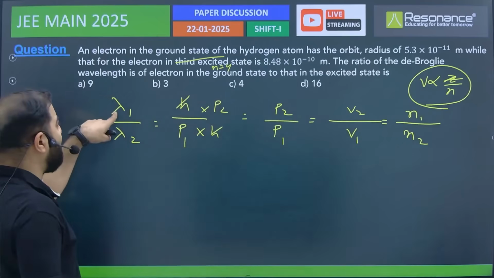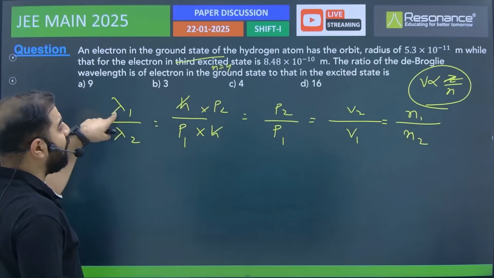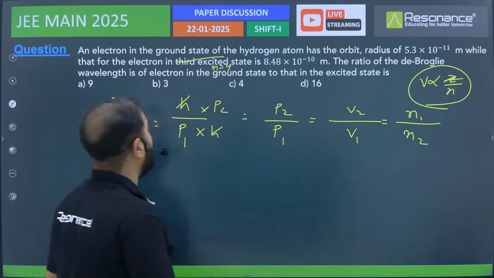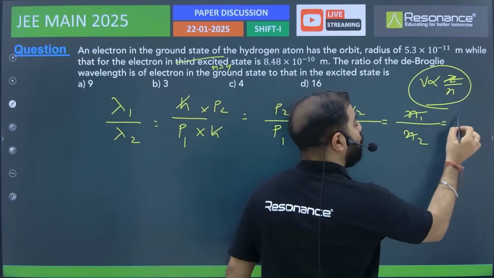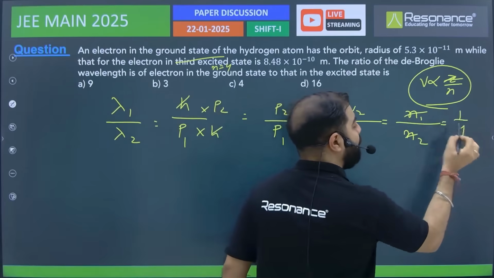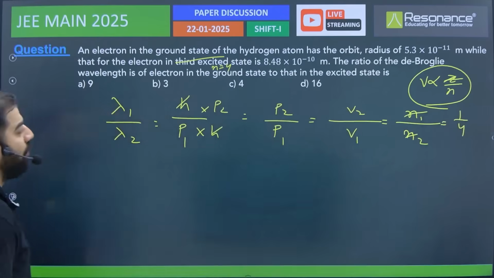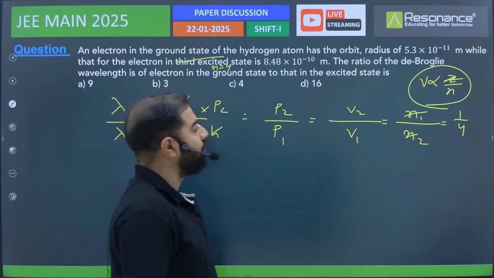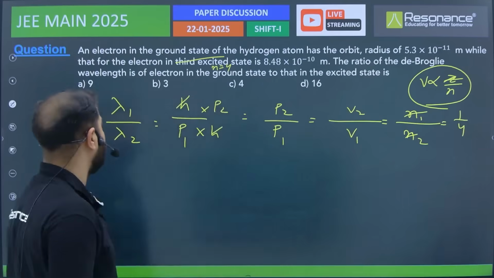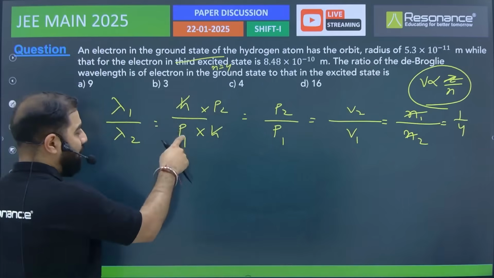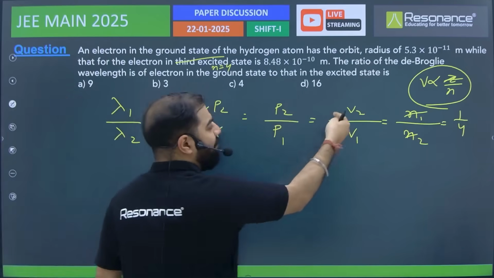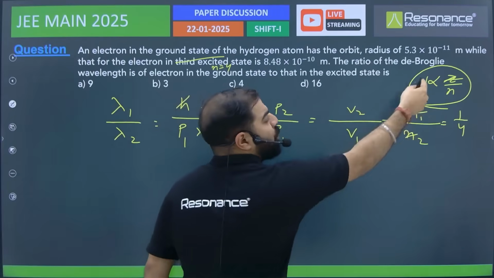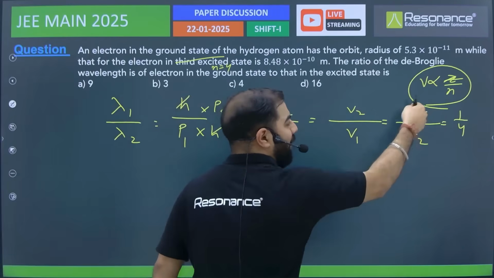So if I take lambda 1 as the ground state, so N1 to N2. What is the value of N1? 1. What is N2? 4. है ना? 1 and 4, right? We can see this, right? Lambda 1 by lambda 2 is H by P1 and H by P2. H cancels, P2 by P1. P2 by P1 is MV2 by MV1. V is proportional to Z by N. So N2 here, N1 there.